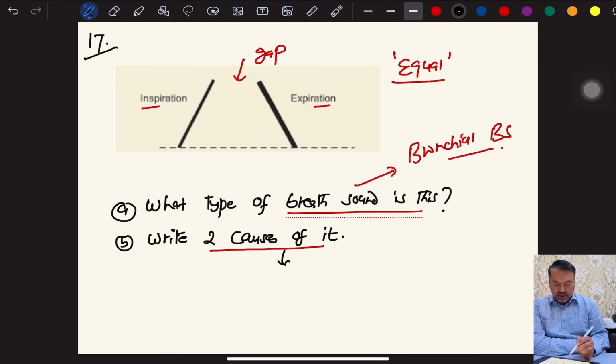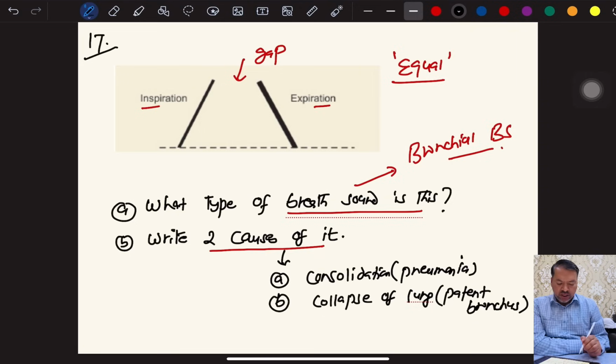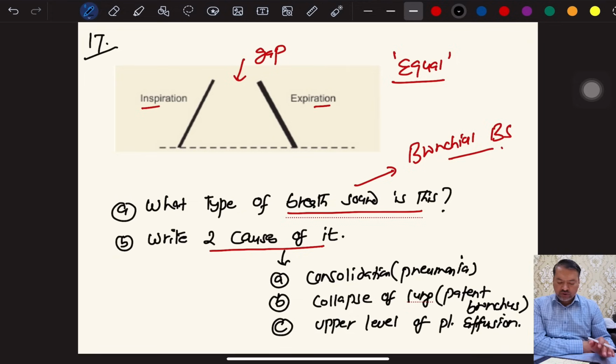Now if this question is asked, you can say the bronchial breath sound is most commonly heard in a case of consolidation or pneumonia. Consolidation is called pneumonia. Especially in lobar pneumonia, it is very commonly heard. Another condition is collapse of lung with a patent bronchus. Patent bronchus means bronchus should not be completely obstructed. Then only bronchial breath sound can be heard. Another one I can mention here is at the upper level of pleural effusion. This type of bronchial breathing is called egophony. So in some other classes, we'll talk in detail about them.